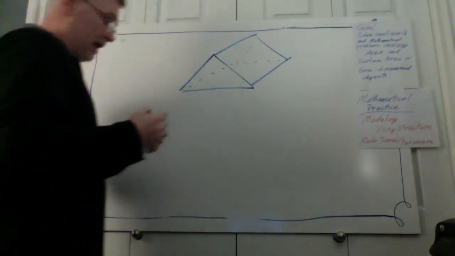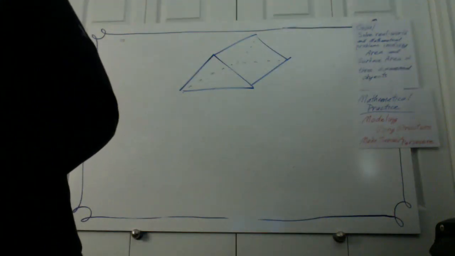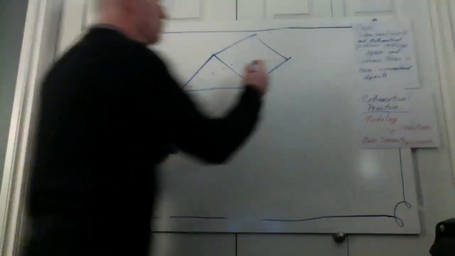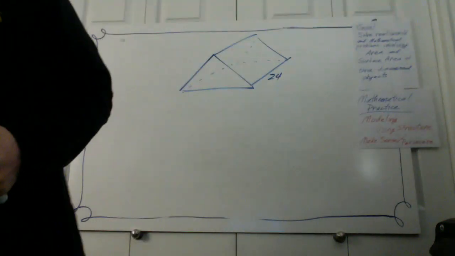All right, now what do we need to know? Well, they give us a couple of things here. They give us that 24 is this distance, and then they give us the distance across the front of 30.